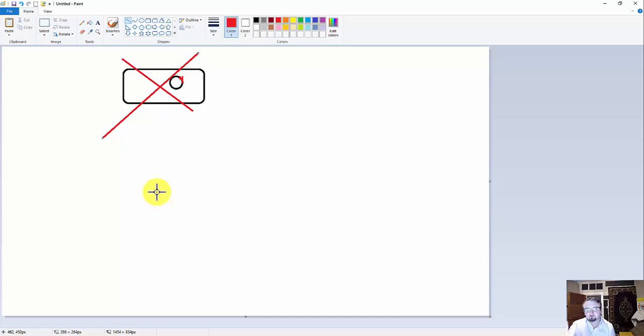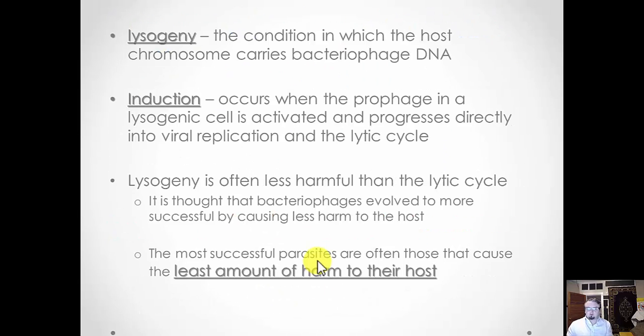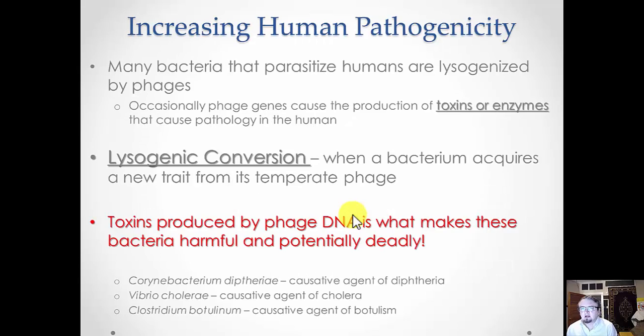If you infect immediately and kill the cell, that squashes your chance to pass on your genetic information to more and more cells. So lysogeny is a condition in which the viruses have evolved to be less harmful in order to increase their success in spread.